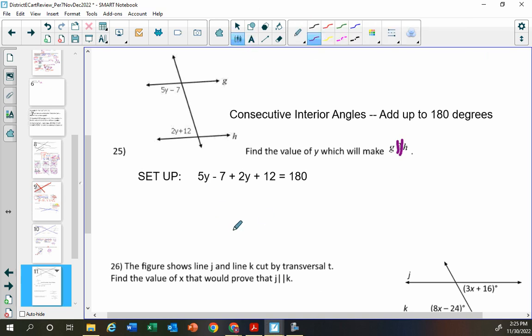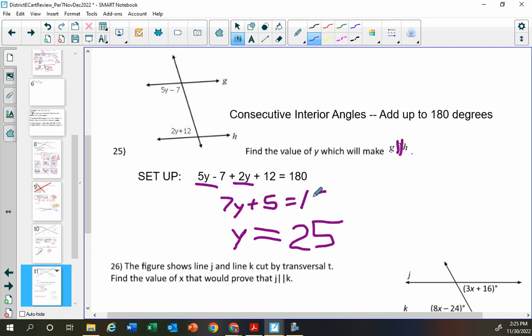Good. I'll give you the answer. You're going to do this one on your own. Just remember, combine your like terms. No, you add them up. No multiplying here. It says find the value of y which will make... Yep, and so you just solve for y. But that's all you do.